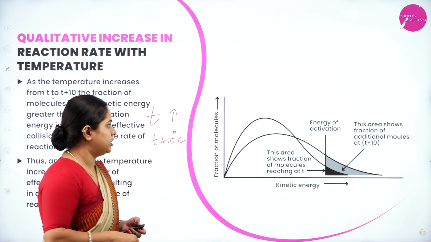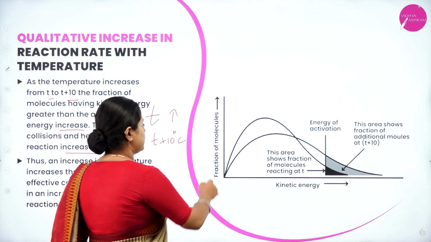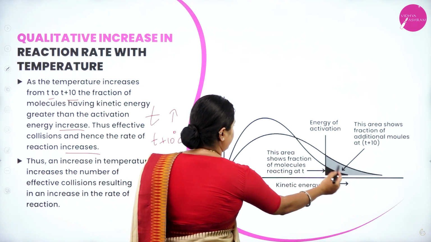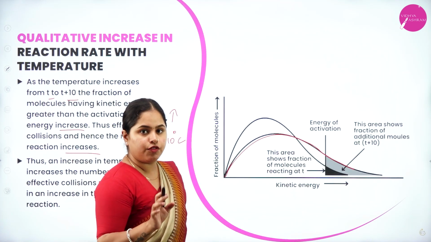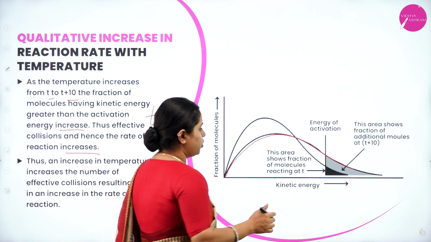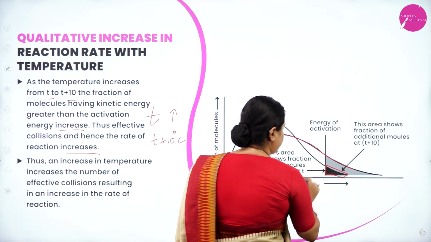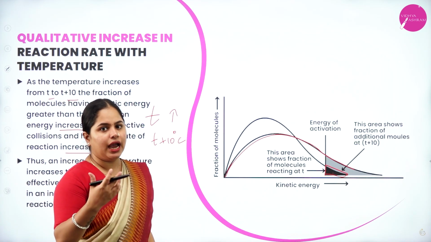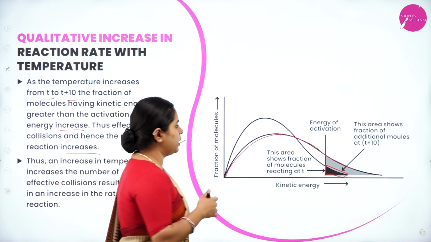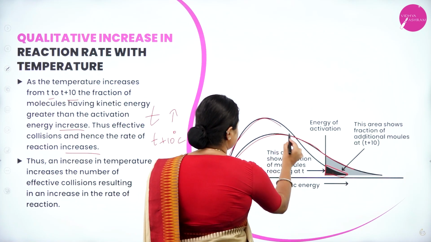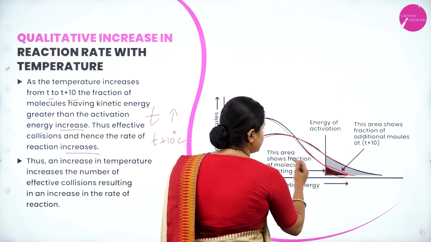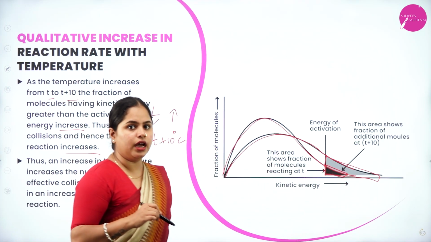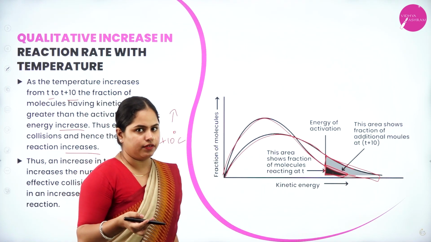Right, so in this graph, what you can see is fraction of molecules versus kinetic energy. The first graph that you can see, this particular graph, is the fraction of molecules at temperature T. So this is the fraction of molecules, shaded in black, which has the activation energy at temperature T. Now we are increasing the temperature by 10 degrees Celsius. So this is the graph that you can see. Now what is happening is that this much shaded area, the fraction of molecules, has the activation energy.